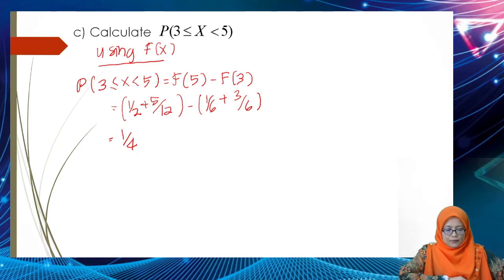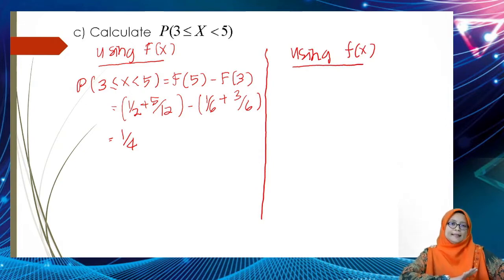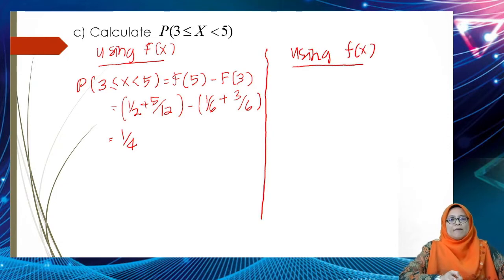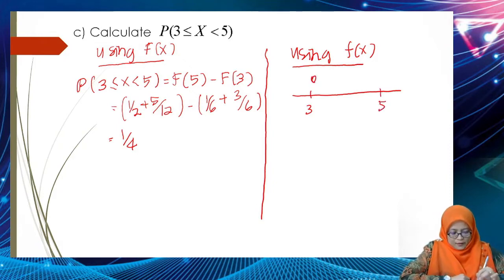Satu lagi awak boleh guna F kecil dia. Okay, so kalau guna f kecil, kita akan tengok simbol yang basic dia lah. Maksudnya f kecil tu kita akan guna integration. So okay, so 3 to 5. So ini include, ini not include.